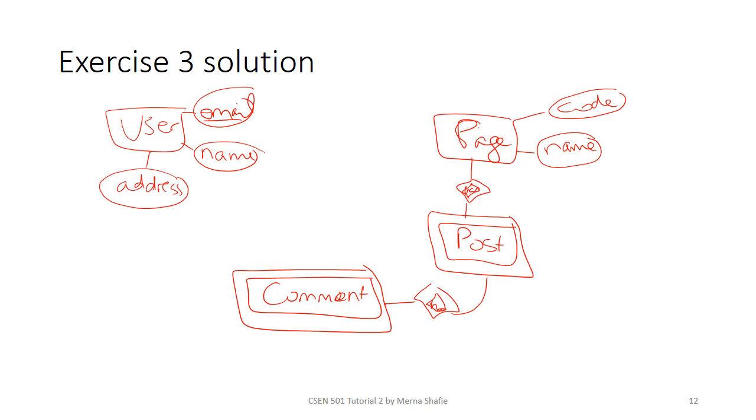Okay, what are the primary keys? The user, what is its primary key? We can say that the email can be used as the primary key because it is unique for each and every user. And the page, we can use the code as its primary key. Okay? The post, we can add to it, for example, post number.